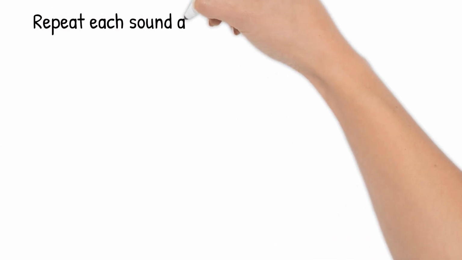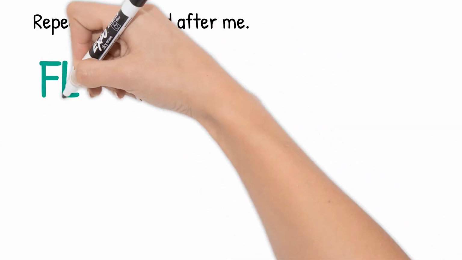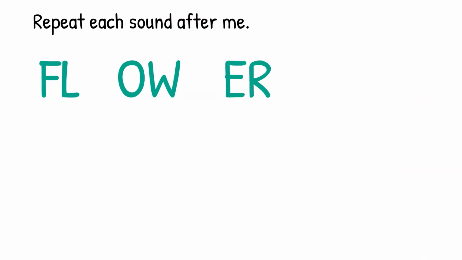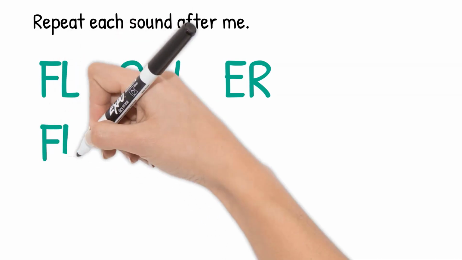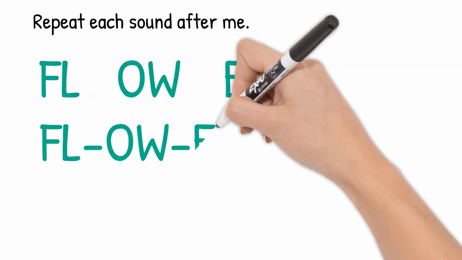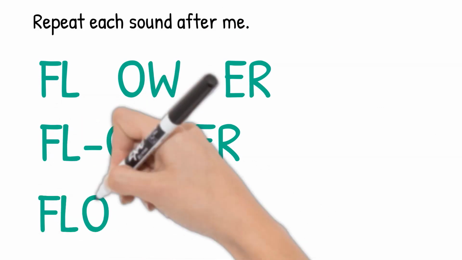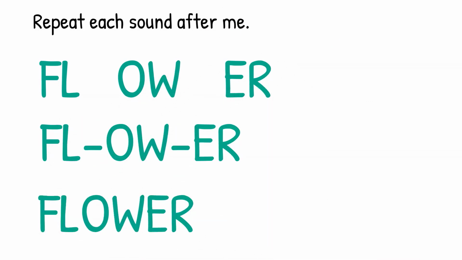We begin with "fl". Repeat each sound after me. Fl, fl. Ow, ow. Now let's try all three sounds together slowly and repeat after me. Fl, ow, er. Now let's say the word together. Flower, flower.